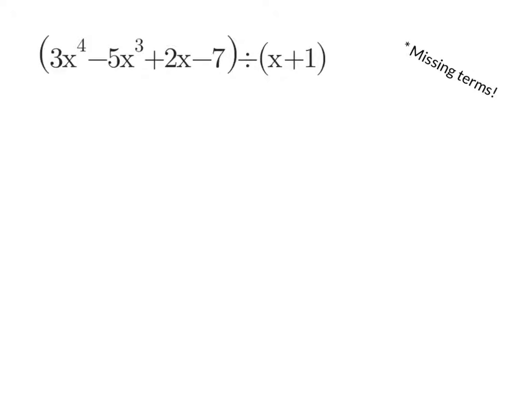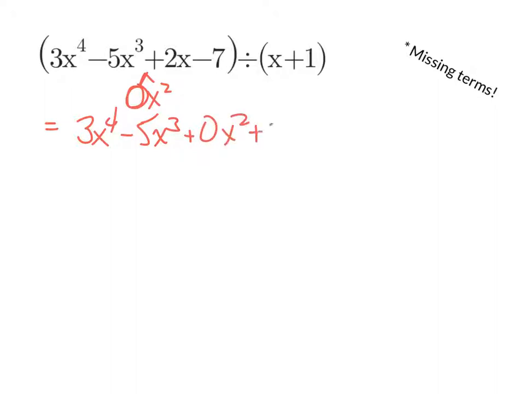There are a couple caveats to synthetic division. First of all, you always got to watch out for missing terms. In this example, when I have 3x to the fourth minus 5x cubed plus 2x minus 7, notice that in between here, I would normally have an x squared term. That term is missing. But we'll just think about it as being there, just that there are none of them. So we could rewrite the problem as being 3x to the fourth minus 5x to the third plus 0x squared plus 2x minus 7 being divided by x plus 1.